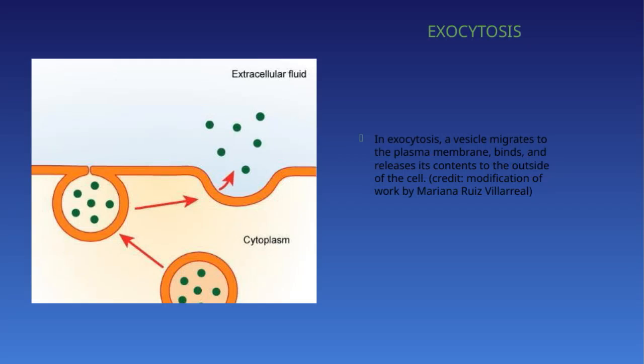In exocytosis, a vesicle actually moves toward the plasma membrane, which is the outer surface of the cell. Once it reaches the membrane, it binds to it, creating a connection point. Then, the vesicle releases its contents to the outside of the cell, effectively exporting materials like waste, proteins, or signaling molecules. This process is essential for many cellular functions, including communication and maintaining the cell's environment.